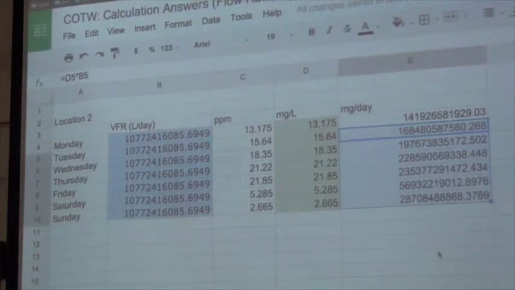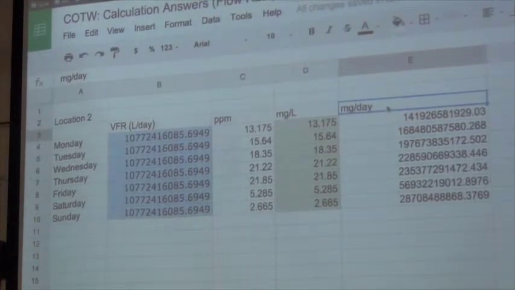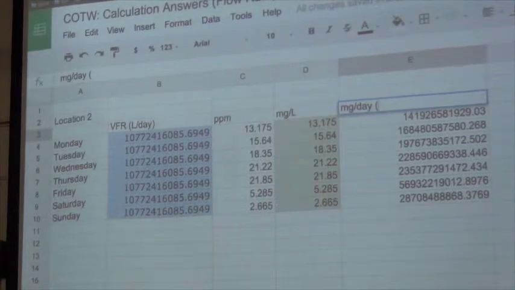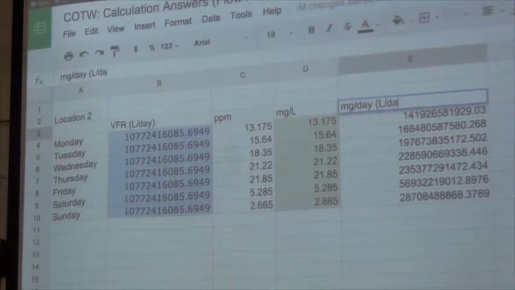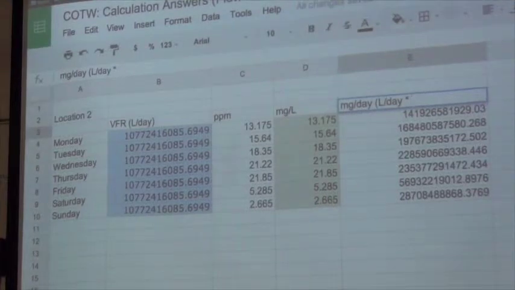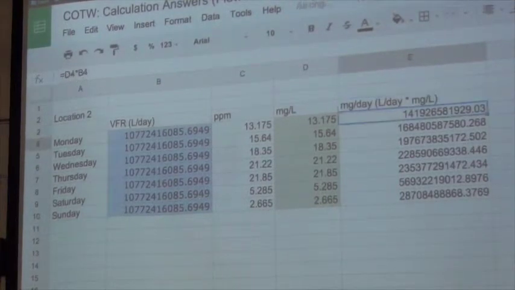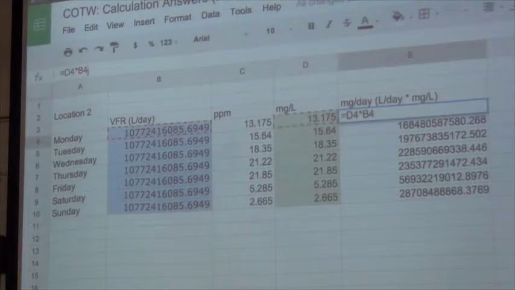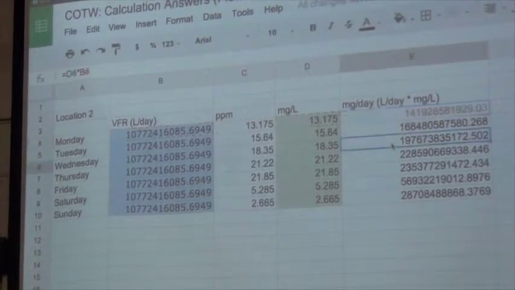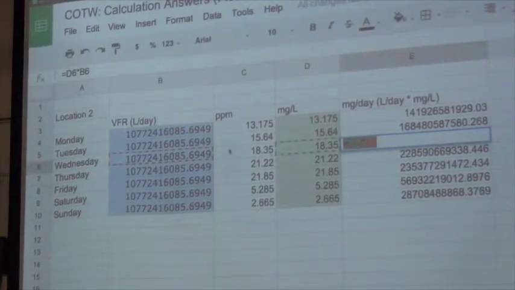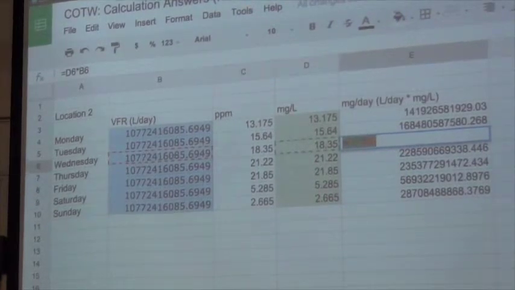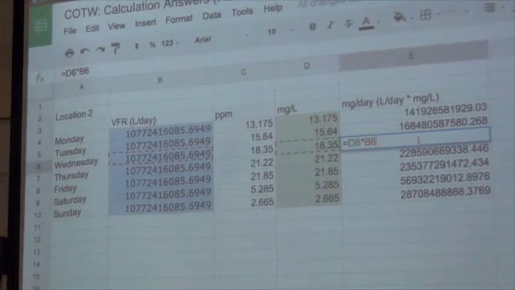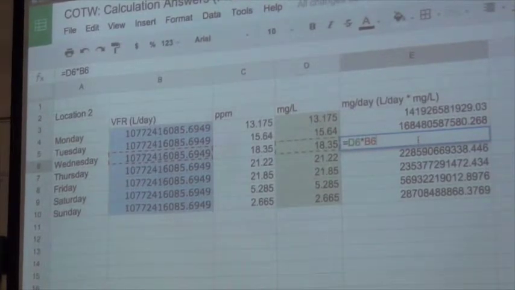What was the formula again? He's doing that. Liters per day times milligrams per liter. There's the formula. Equals this cell times this cell. Christina, you can also see my formula up here. And if you click on a cell, it'll show you the things that it's multiplying. It's multiplying this by that. Alright, so I now have a mass per day. I get a certain number of milligrams per day.